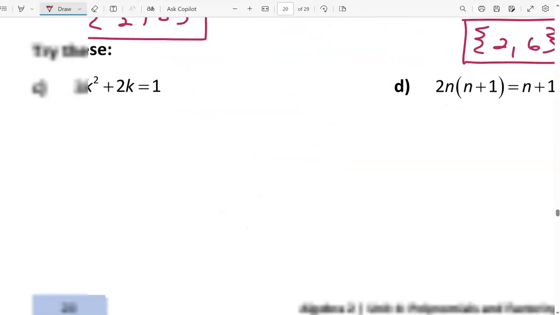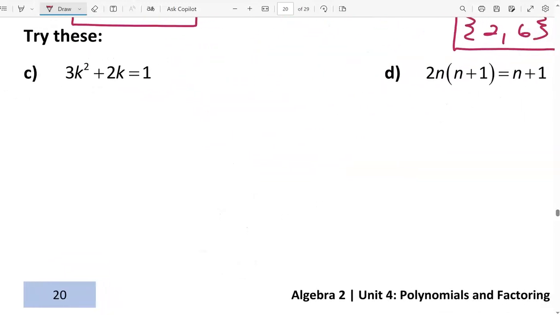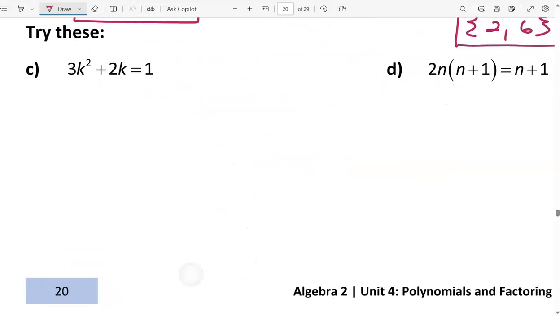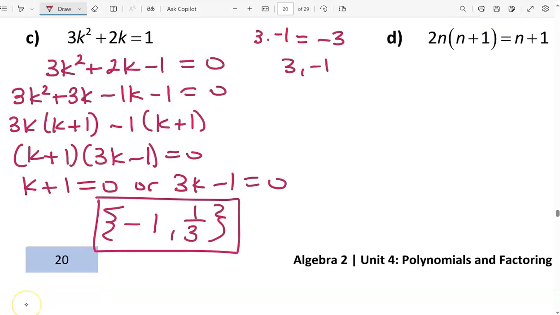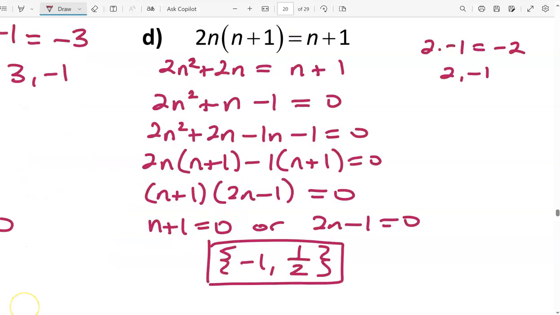All right, it's your turn to try. Try C on your own, and let's pause the video while you do this. This equation should have given you two solutions, -1 and +1/3. There's one last example. Let's try this one while you pause the video. This last example should have yielded two solutions, -1 and +1/2. That's it for the lesson.